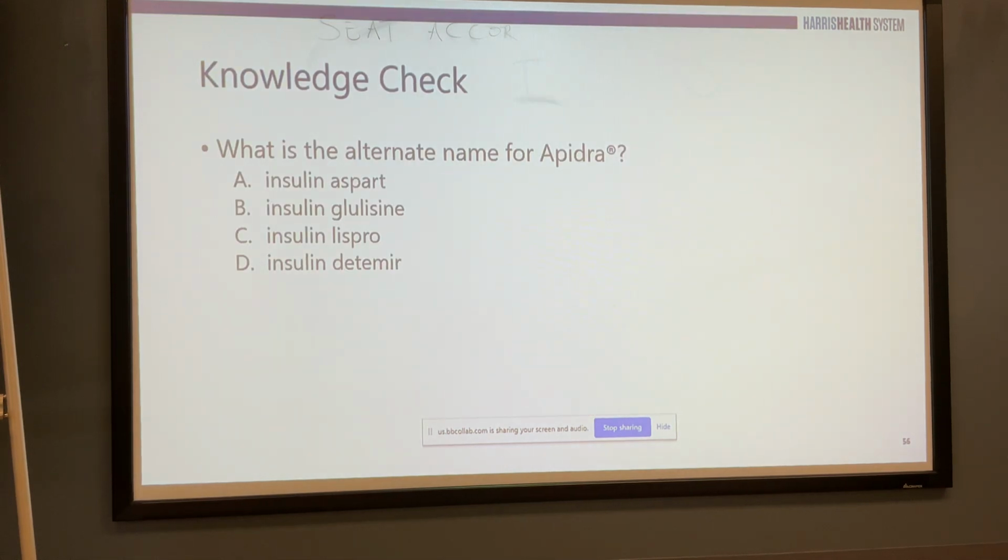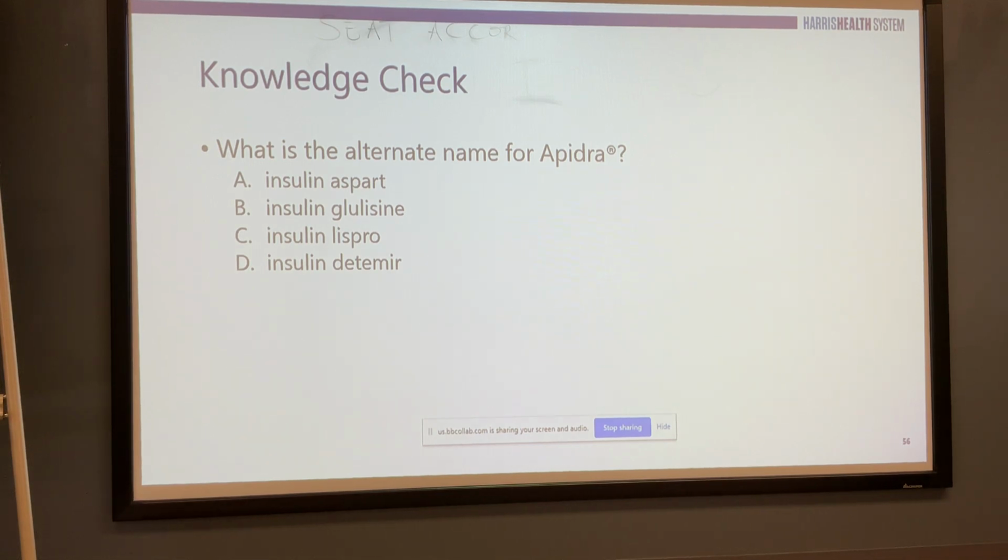So let's do some knowledge check as a group, and feel free to use the cheat sheet. Okay. So can I get a reader? What is the alternate name for Apidra? Any takers? What is the alternate name for Apidra? Anyone?